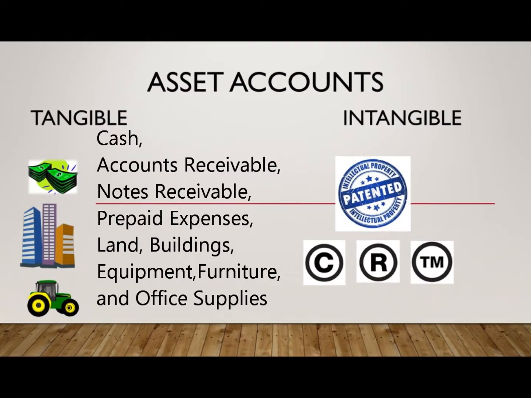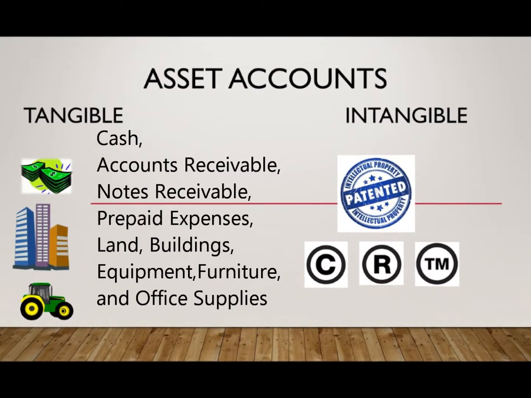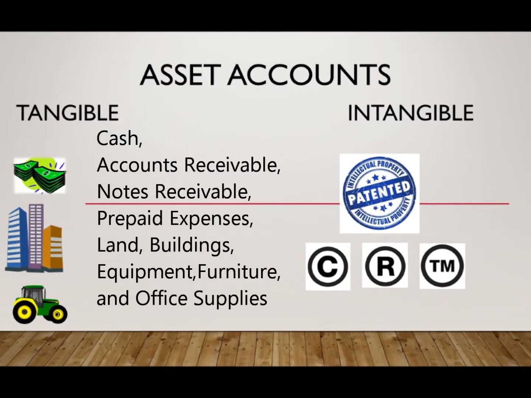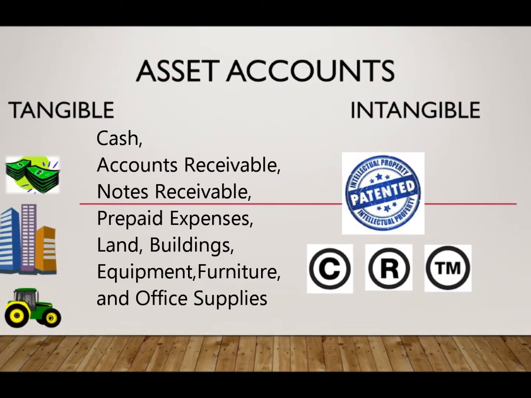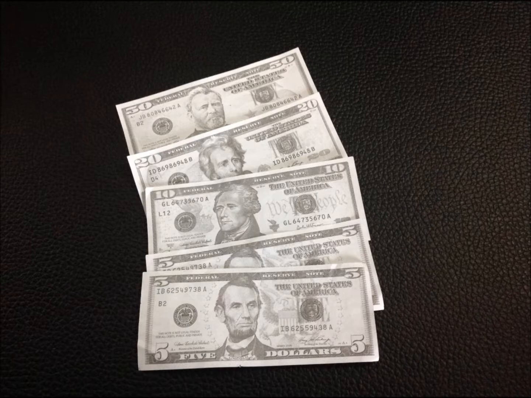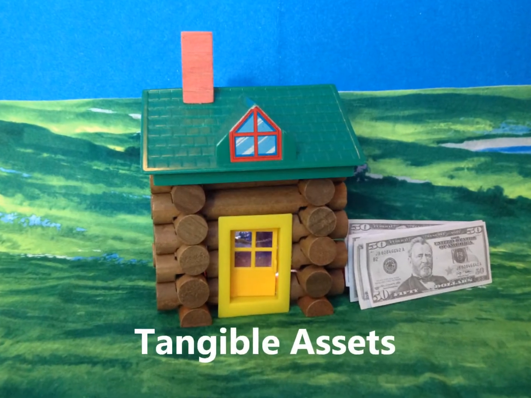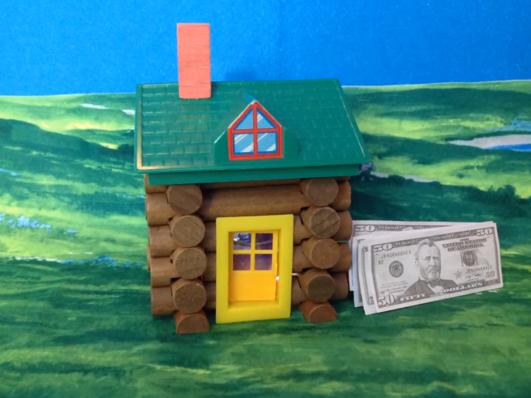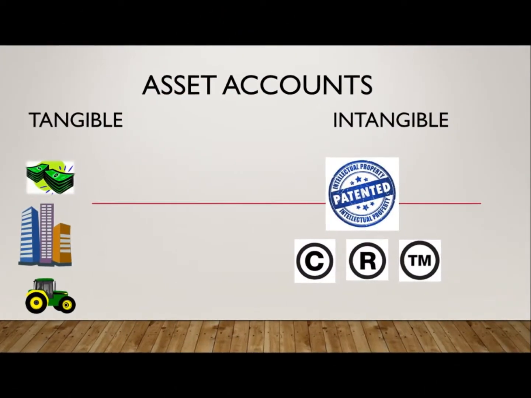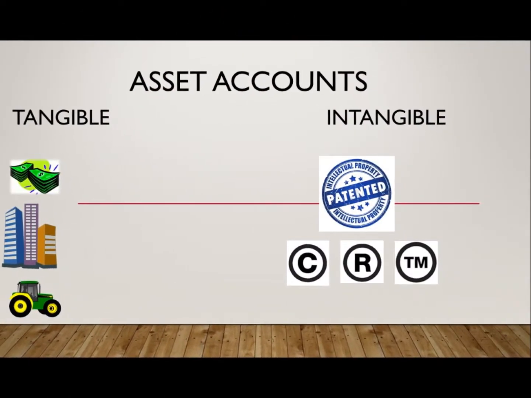The first set of accounts are the asset accounts, which are divided into tangible and intangible assets. Tangible assets include every item that the business owns or controls, like cash, accounts receivable, notes receivable, prepaid expenses, land, buildings, and furniture. Intangible assets have no physical form, like trademarks, patents, and copyrights.